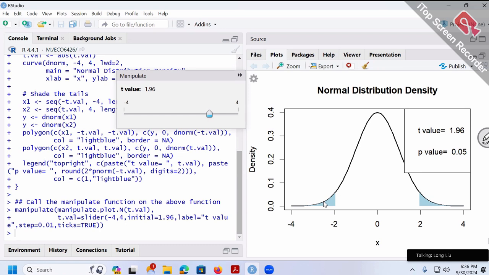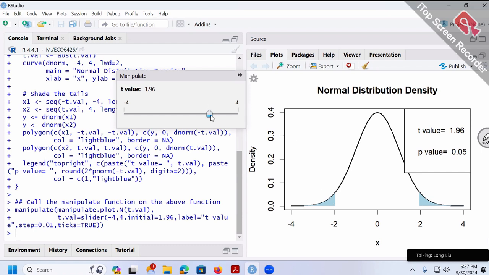In other words, since it's symmetric, you can call it two times the shaded error, right? So the shaded error, the two together, will be 5%. Altogether, everything underneath the bell-shaped curve will be one. Then the shaded error for my light blue color will be 5%, which is 0.05, right? So that's the corresponding relationship. That's why 1.96 corresponds to the shaded area, the 5% p-value, right?